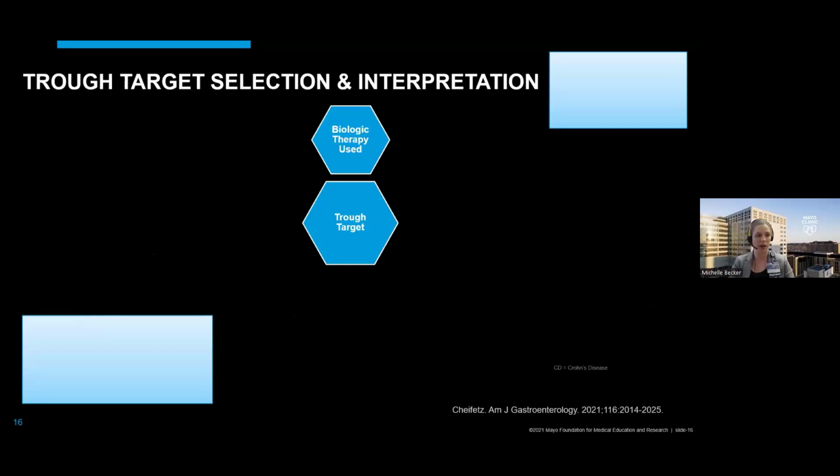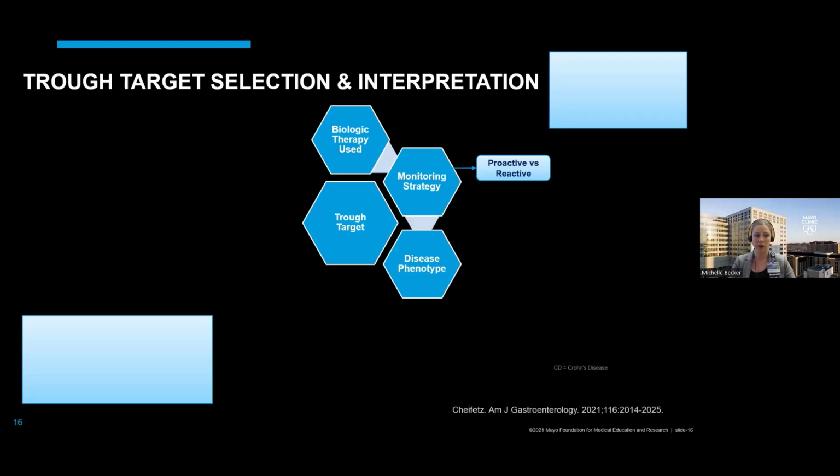So in clinical practice, there's numerous things that we consider to figure out that trough target. First, of course, what medication is utilized, as well as now I would add, because we have medicines that are given via multiple routes, the route of administration comes into play, such as intravenous or subcutaneous, and we'll have a visual in the next slide about that. Monitoring strategy is important to consider, proactive versus reactive.